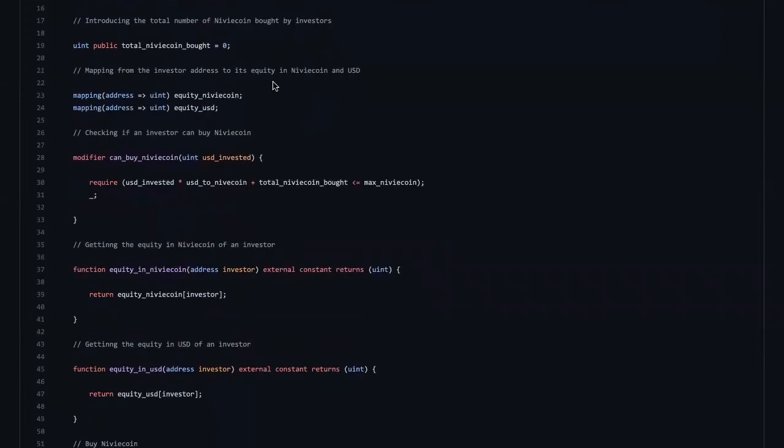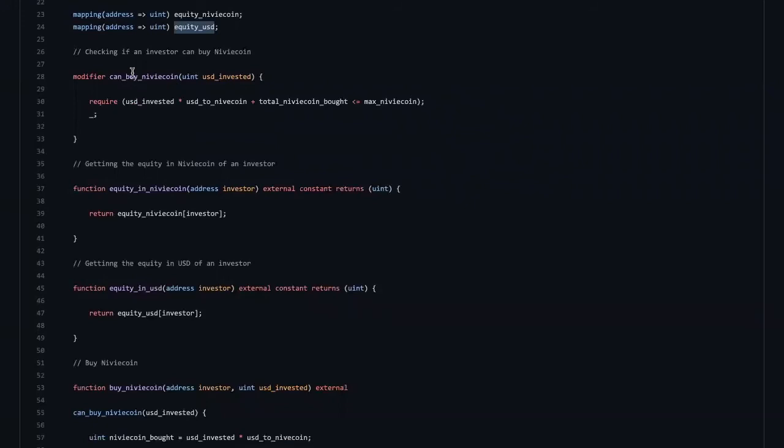Next, we need to get the addresses of the investor. And an address is basically like your account. In Ethereum, each person has their own unique address where all of the things that they have are under that account. So we need to make sure we have those addresses so we can get their equity in Niviecoin and also get their equity in US dollars because we're tracking both of these amounts.